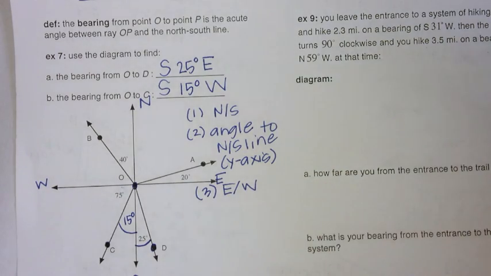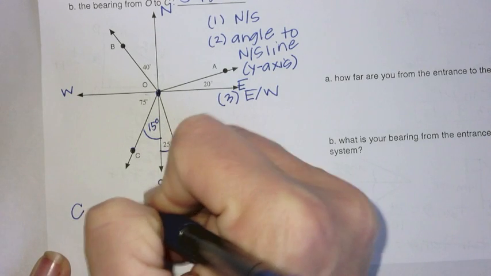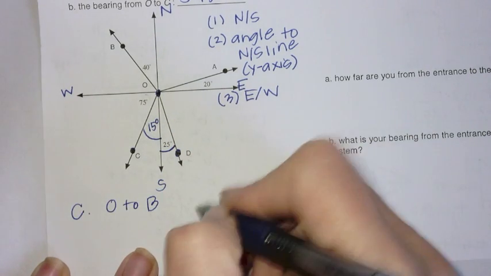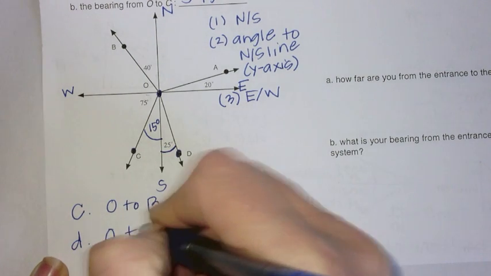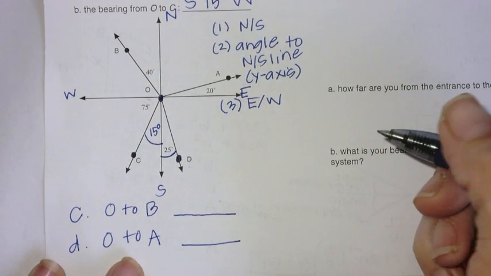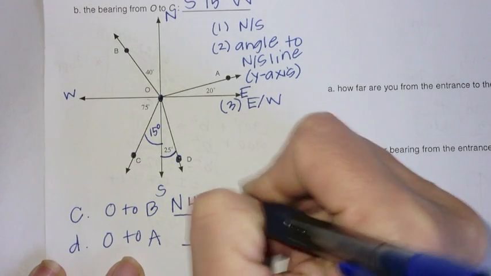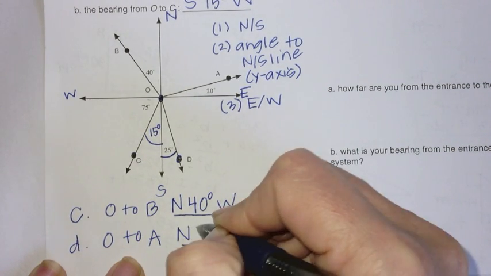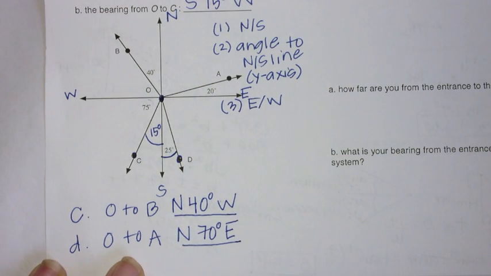And just for practice, just to make sure you're getting it, you see what you would get if you would do O to B, and then O to A. I encourage you to go ahead and pause the video and do these. O to B is going to be north 40 degrees west, and O to A is north 70 degrees east. Okay, so that's the basics of bearings.